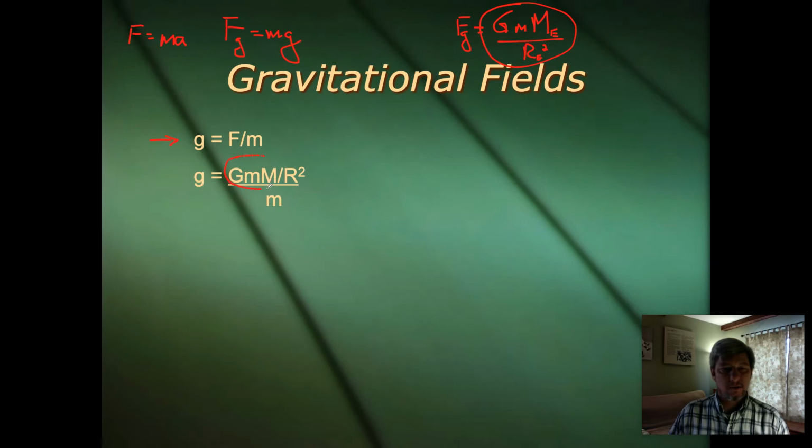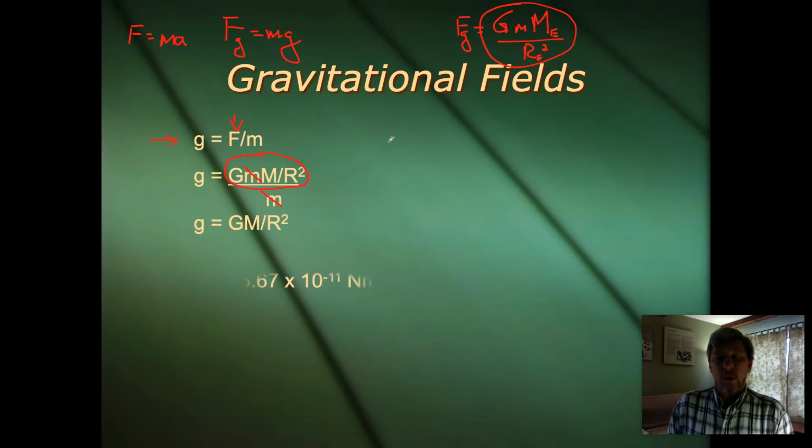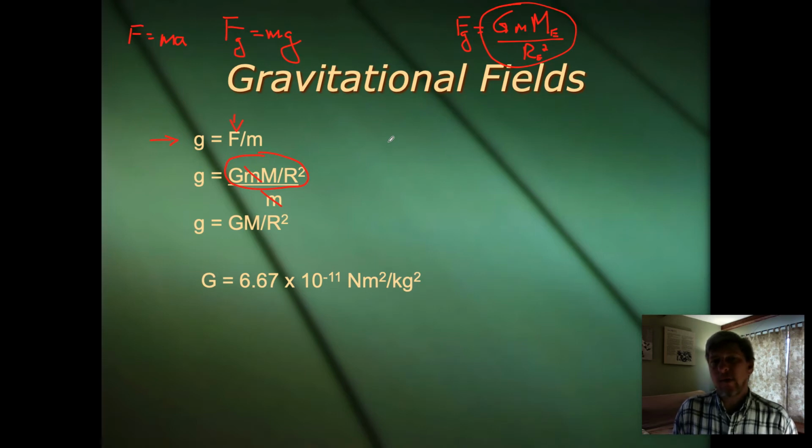Okay, so what I did here was I replaced force with G times M over R squared. But it's still divided by this little m. And so now I can cancel out the masses. What this implies is that your mass is irrelevant. A big person and a little person will experience the same acceleration of gravity.